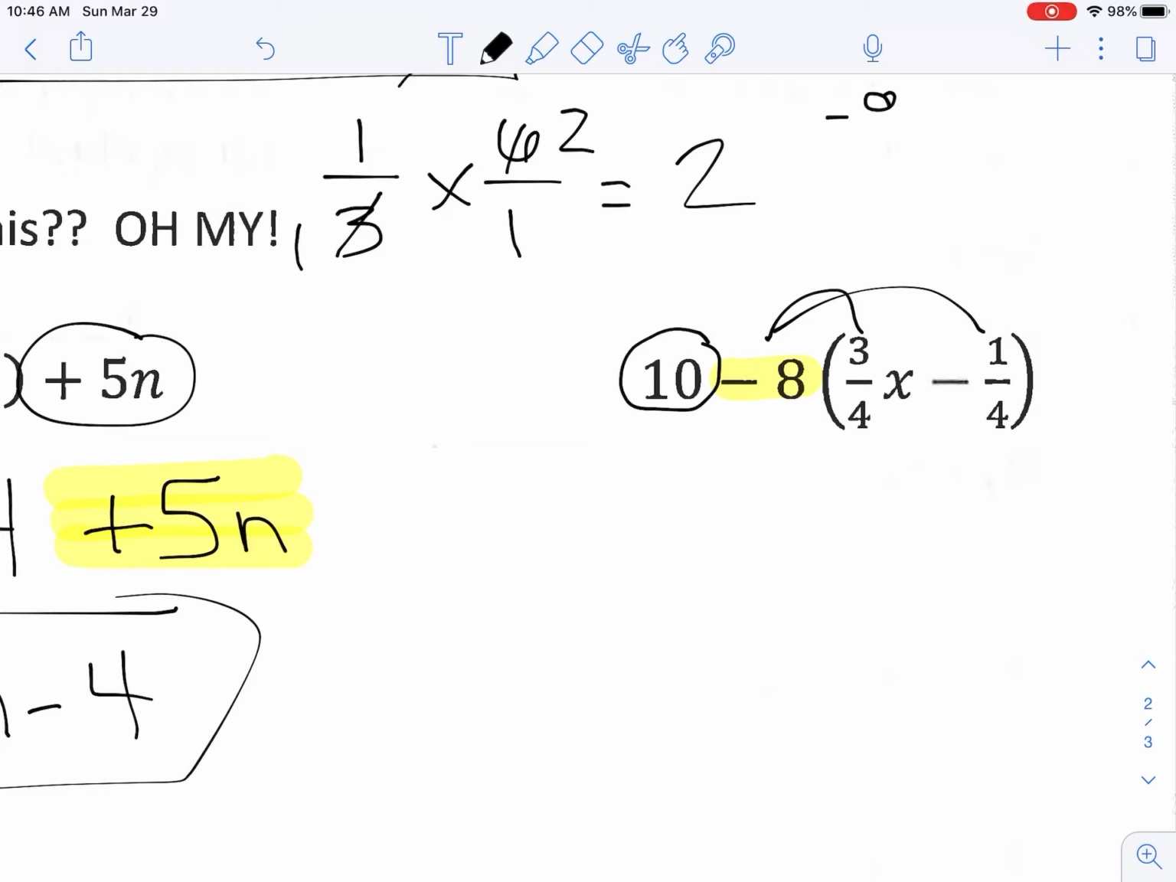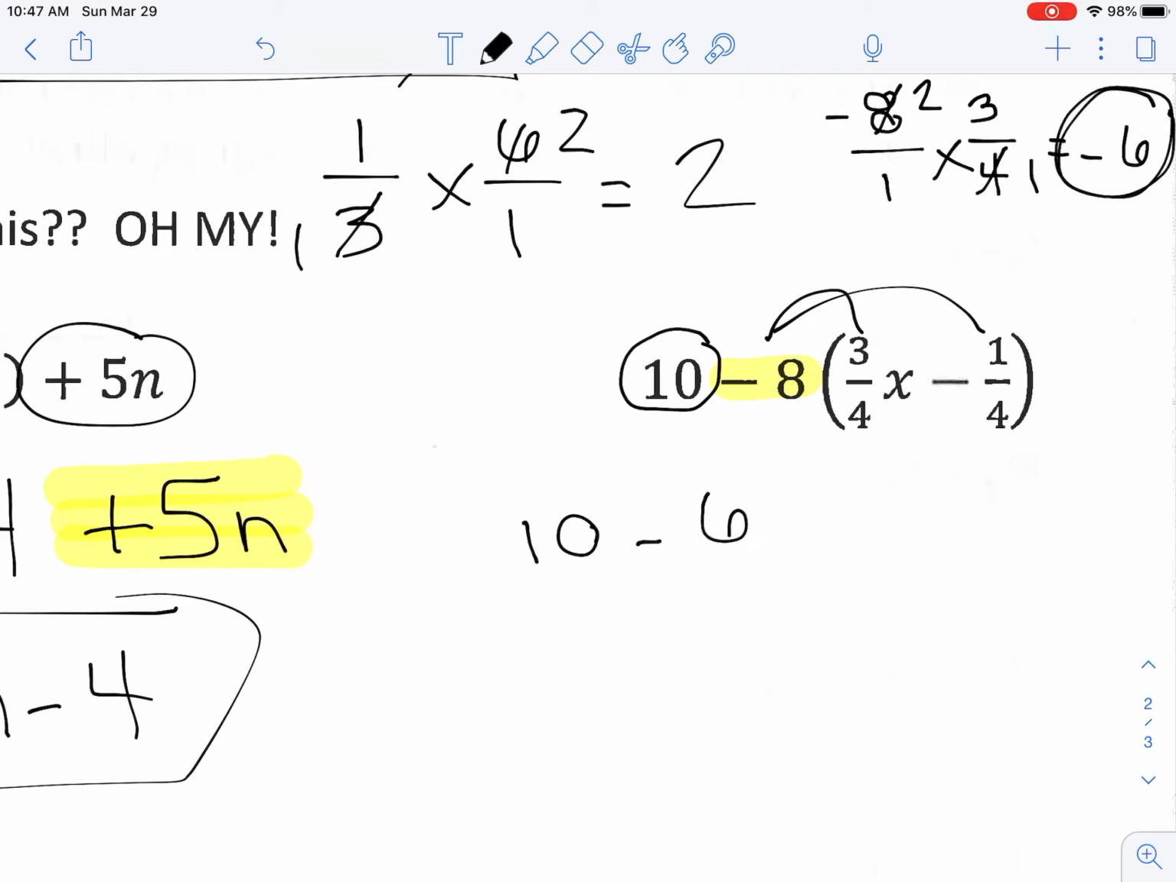So I'm going to come up here again and show you the math. So negative 8, we put a whole number over 1, times 3/4. Cross cancel the 4 and the 8. Now you've got negative 2 times 3. So that would be negative 6. I'm going to leave my 10 out here way in front. So negative 8 times 3/4 x, remember up here we got negative 6. So I'm going to call that negative 6x.